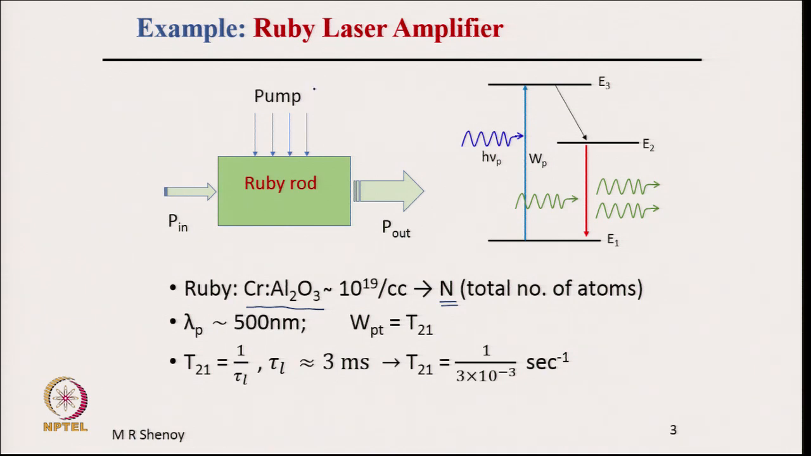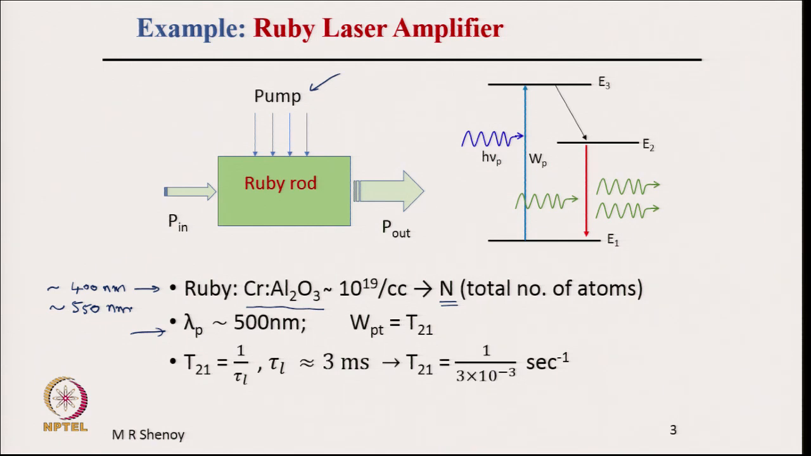In the presence of a pump, which is generally a flash lamp, this could be a xenon flash lamp or krypton flash lamp, and the Ruby has pumping bands of blue and green around 400 nanometer and 550 nanometer. So, approximately 500 nanometer. So, that is why we have taken lambda p of the order of 500 nanometer. There are actually 2 absorption bands as we have seen earlier.